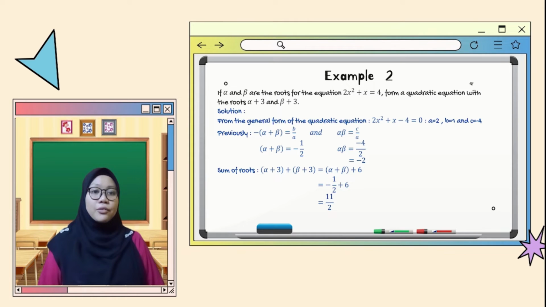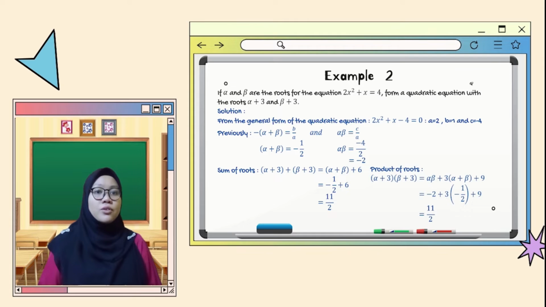For the sum of roots, this is our equation, and we can simplify it into alpha plus beta plus 6. Then, we can substitute the values of alpha plus beta. Solve it, and we get the sum of roots is equal to 11 over 2. Same concept for solving the product of roots. Solve it, and we will get 11 over 2.